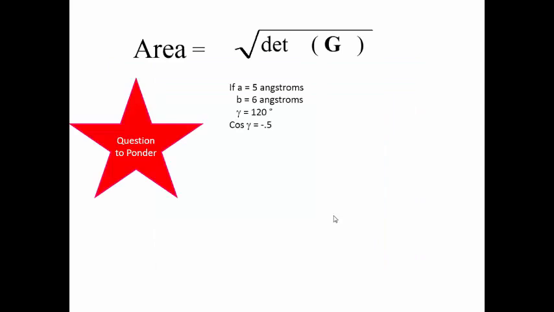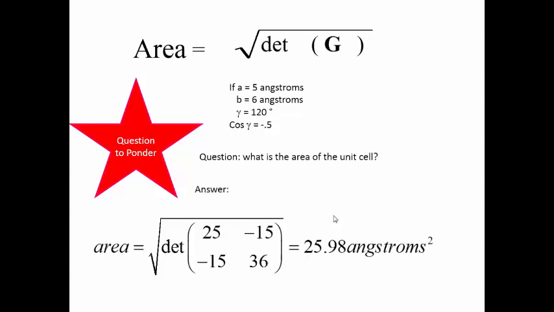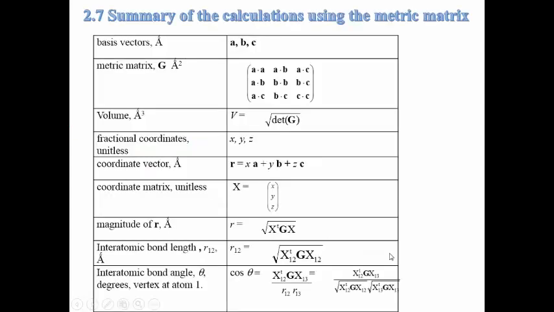Well, let's look at our old friend. Our polar bears like examples. So here's our old 5 by 6 angstrom cell with 120 degrees between the angles. And what is the area of the unit cell? Well, this is not an orthogonal system, and we can just write it right out. We know here's our G matrix. We take the determinant of that and the square root of that, and we get 25.98 angstroms squared.